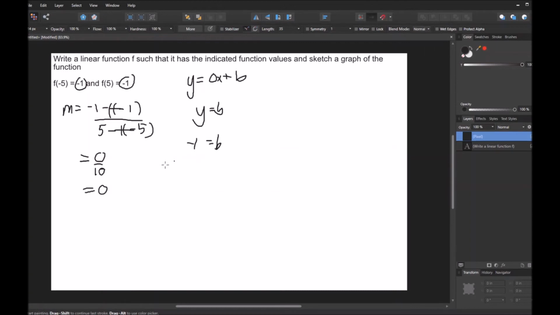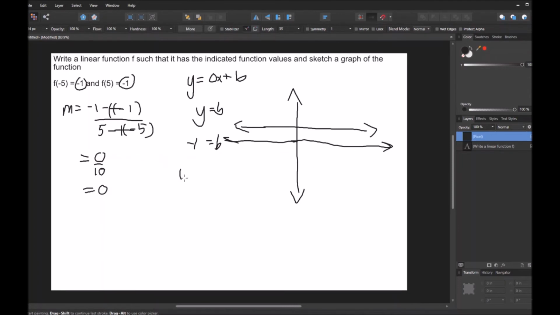Because it's a horizontal line, it will be going straight like this even as it hits the y-axis, even as it intersects the y-axis. So we draw a graph here like this, and it's going to be a horizontal line at y equals negative 1. So like this, let's call this negative 1. It would just be a horizontal line like that. And that's how you do that one. Your equation would be y equals negative 1.